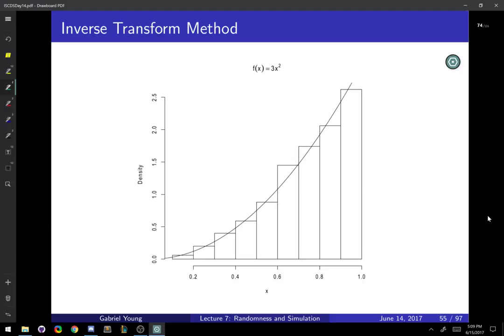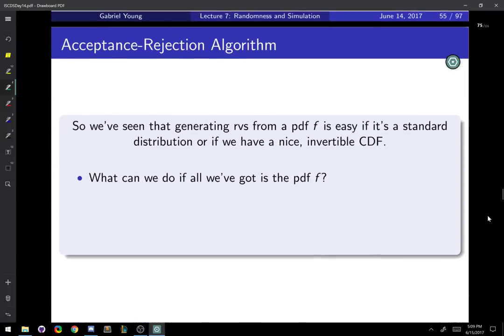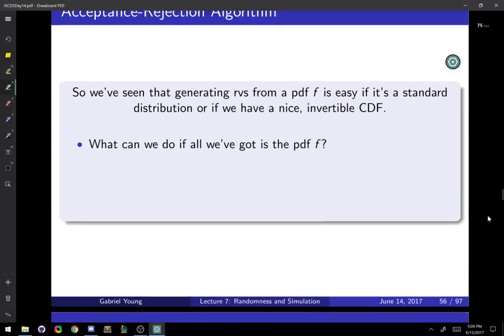So now let's go over the accept-reject algorithm, and this is a little different, but it's going to work for any CDF. You don't have to worry about if it's invertible or not. If it's invertible, you can still use the accept-reject algorithm, okay? So this actually is more general, it's commonly accepted. It's just, I think for teaching reasons, it's fun to do the inverse CDF.